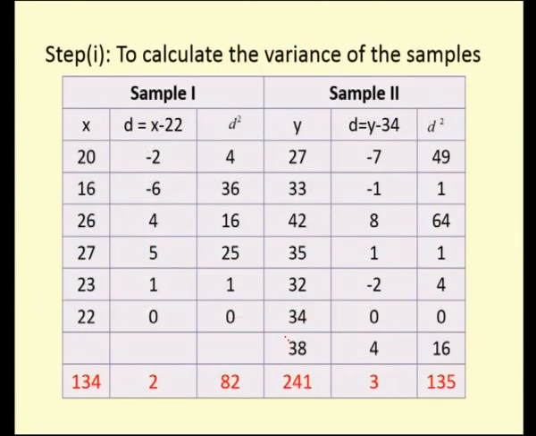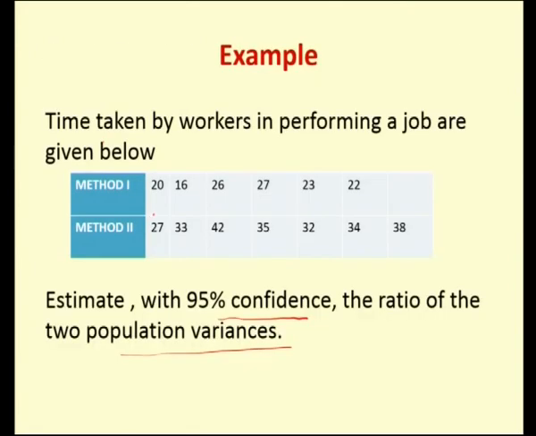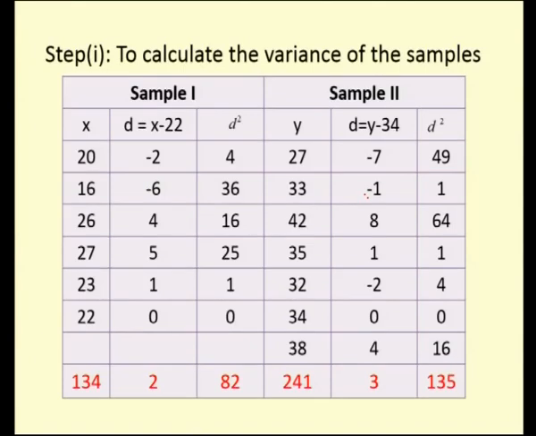Here the first step is to calculate the variance of the samples. I have got the list of the first sample, namely method 1, which is my first sample. Here for method 1, the values of x are 20, 16, 26, 27, 23 and 22. So 134 is nothing but the summation of x.